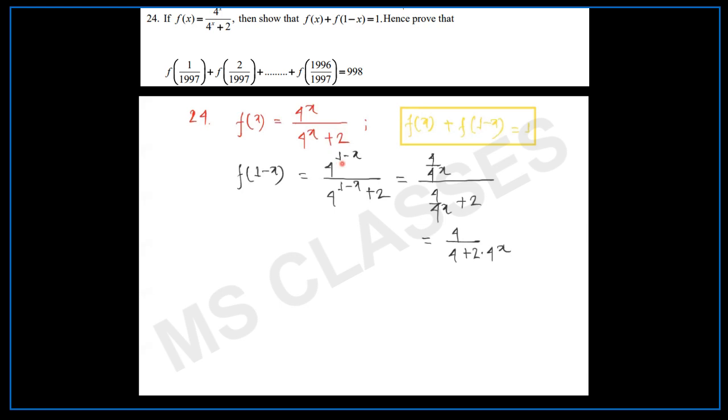Here 4 to the power of 1 by 4 to the power of x, here 4 to the power of 1 by 4 to the power of x plus 2. So we have taken the LCM, or you can say 4 to the power of x, the denominator, and we have got this, and then this is cancelled out.